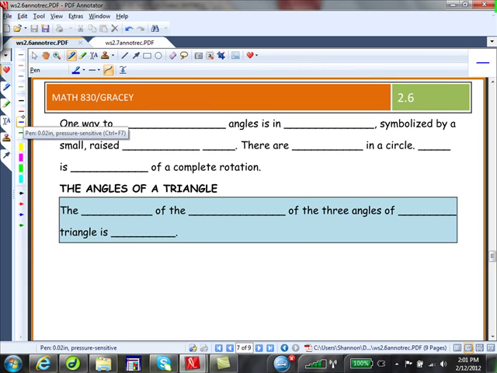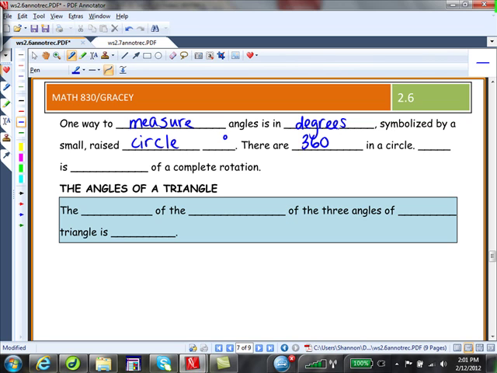One way to measure angles is in degrees, symbolized by a small raised circle. So it would be up high like this. There are 360 degrees in a circle. 1 degree is 1/360th of a complete rotation.